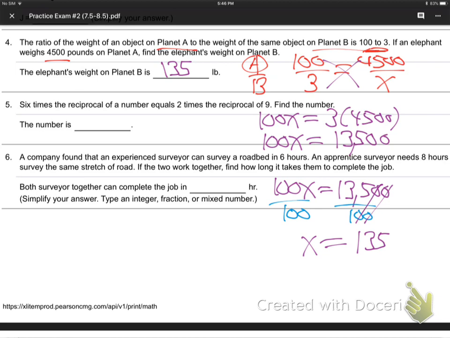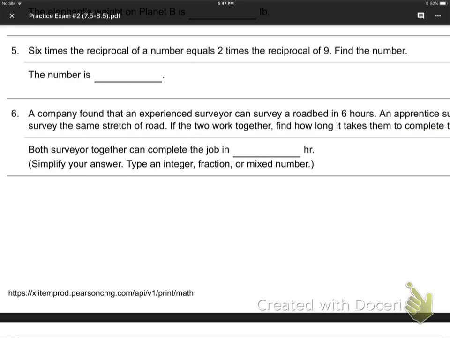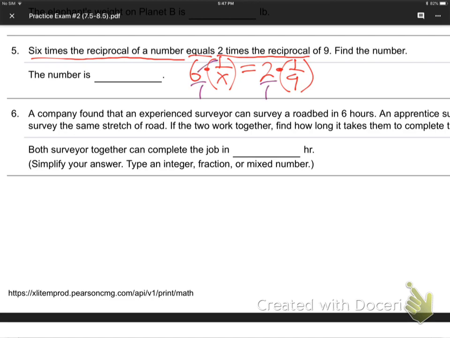Wow. Okay, here's number 5. It says 6 times the reciprocal of a number. That's 6 times 1 over x equals 2 times the reciprocal of 9. 2 times 1/9. So 6 times 1 over x equals 2 times a 9th. What does that mean? Well, whenever a whole number is interacting with a fraction, put it over 1. So it goes to the top, and the 1 times x on the bottom, that would be 6 over x. And the 2 goes to the top, and the 1 times 9 on the bottom, 2/9.